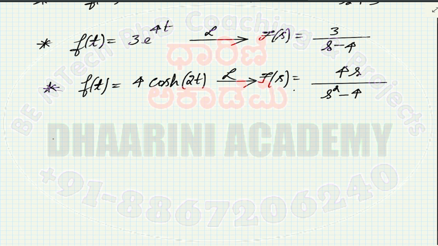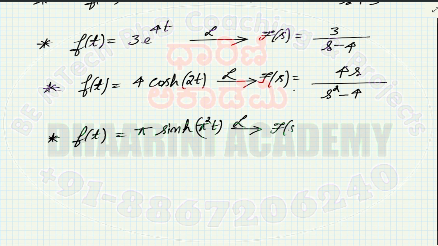All right, then next, f of t is equal to pi into sine hyperbolic of pi square t. That's right, it's Laplace now. So that is f of s is equal to, there is a pi, we'll keep the pi as it is, into sine hyperbolic of at will be a by s square minus a square.